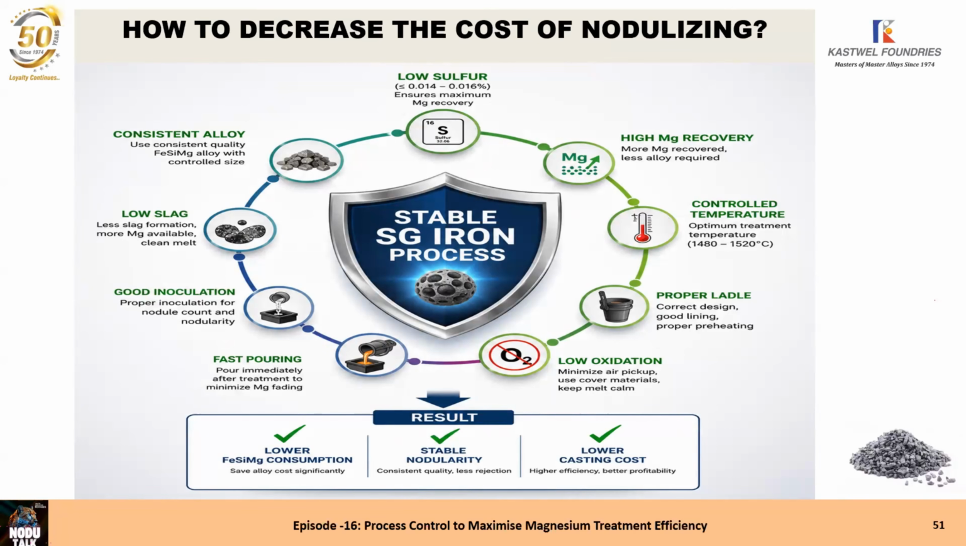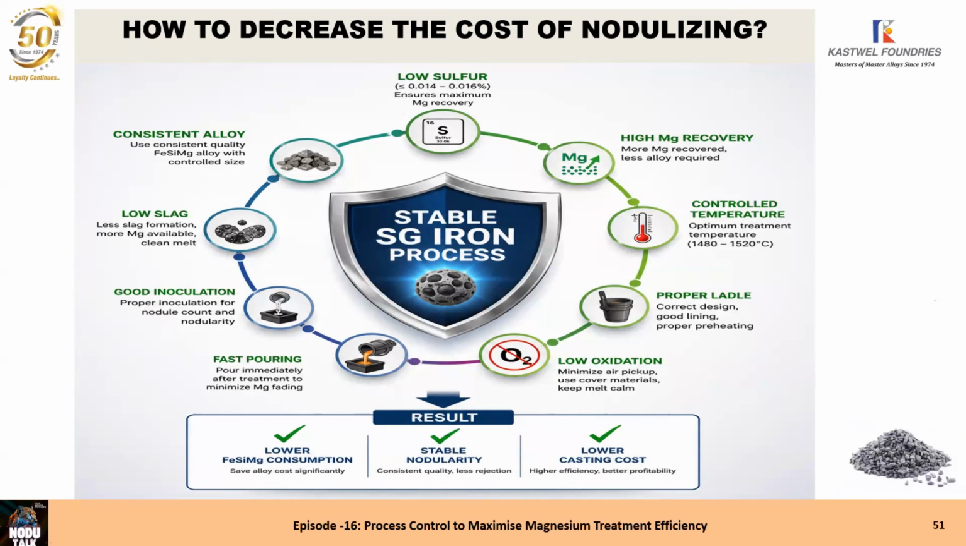How to decrease the cost of nodularizing? Let us start from the top. Low sulfur: often sulfur should be between 0.014 and 0.016%, which ensures maximum magnesium recovery. Then go down on the left-hand side. Consistent alloy: use consistent quality of ferrosilicon magnesium alloy with controlled size of the grains. Low slag: less slag formation means more magnesium available, and a cleaner melt. Good inoculation: proper inoculation for nodule count and nodularity.